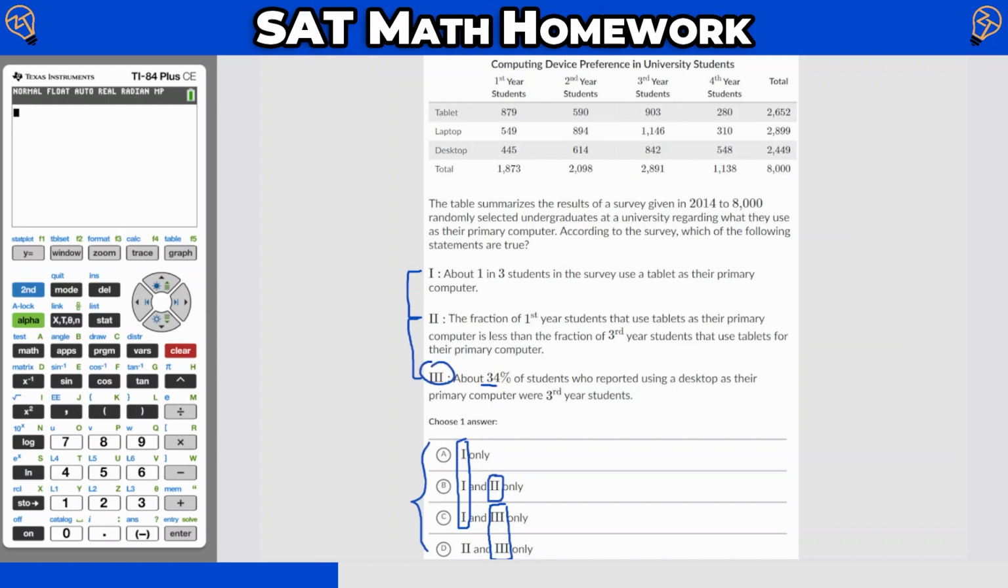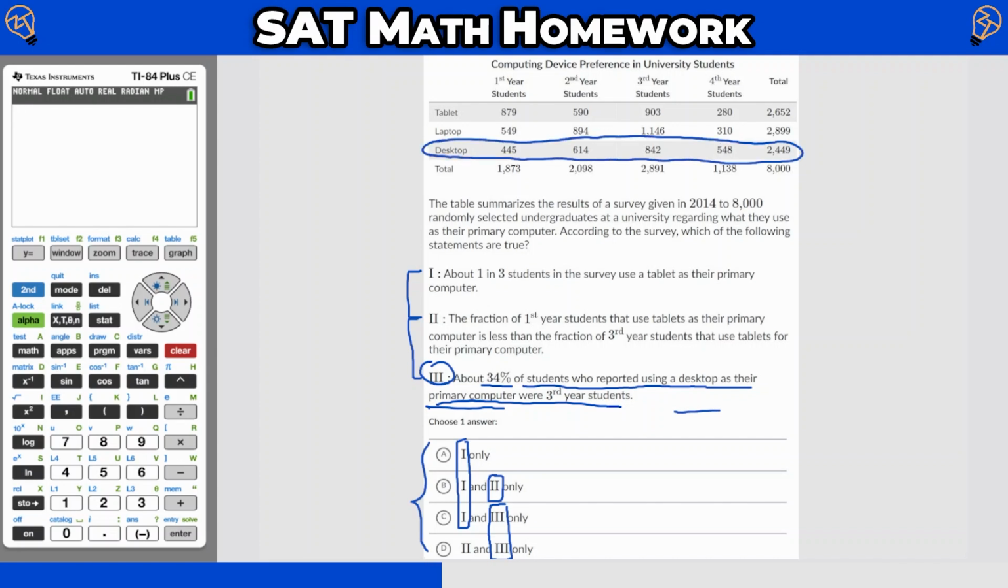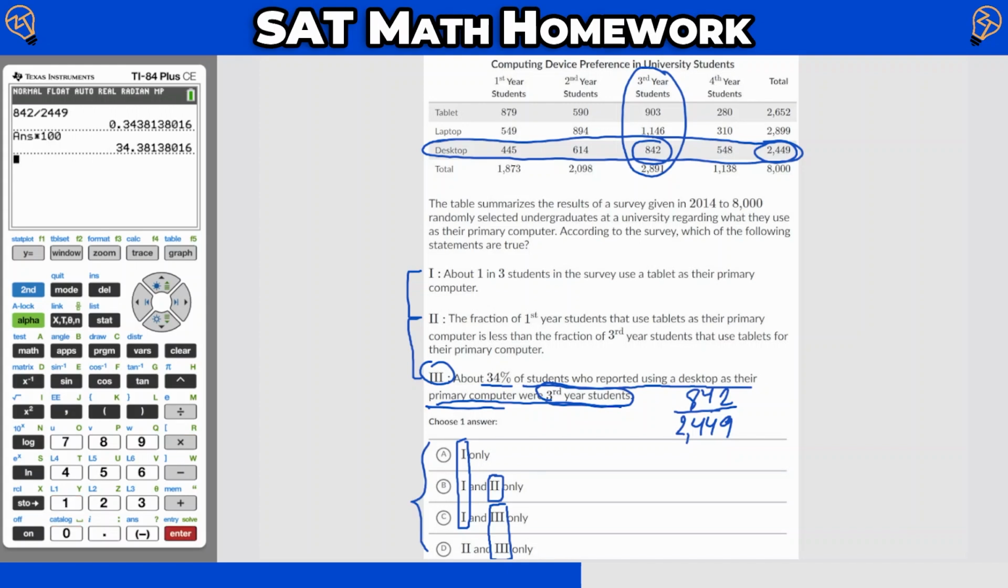So here it says about 34% of the students who reported using a desktop as their primary computer were third-year students. Okay, so let's see. Of students who reported using a desktop as their primary computer, that's going to be the denominator. So if we look at the row of desktop, the total number of those individuals was 2,449. And in the numerator, we would put third-year students who obviously had used their desktop. So the intersection here is 842. If we do our division, 842 divided by 2,449, we get, and you can make that a percent by multiplying by 100, we get about 34%.